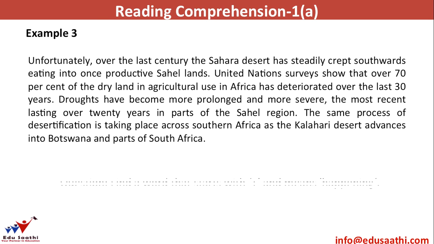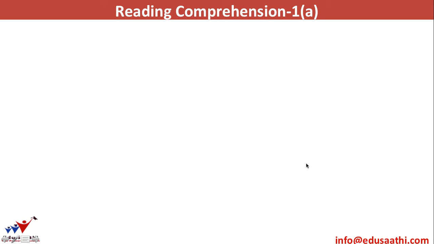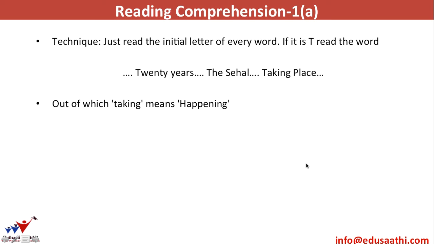Let's take another example. In this passage, we have to find the word that starts with T and means happening. Do it yourself. Move your eyes here and there and try to find the word that starts with T and means happening. 'Takings' starts with T. 'Taking' starts with T. And here, taking place means happening. They mean the same. So the answer to this question is taking, because taking means happening.